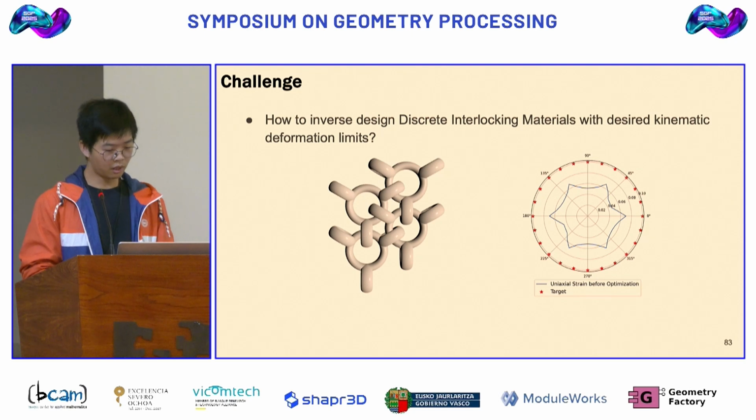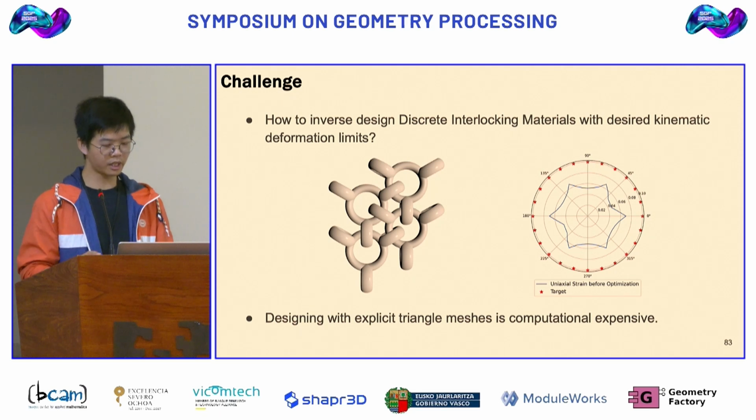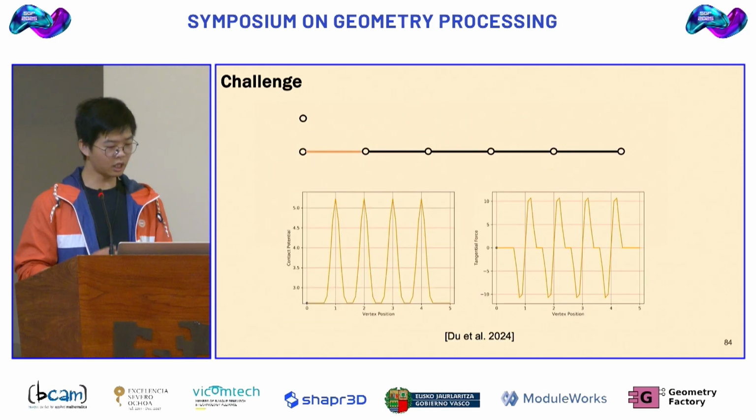So for given targets, the basic idea is that we still do the simulation and then use constrained optimization. But there are still some problems that need to be solved. First of all, directly using an explicit triangle mesh as before will be very computationally expensive.